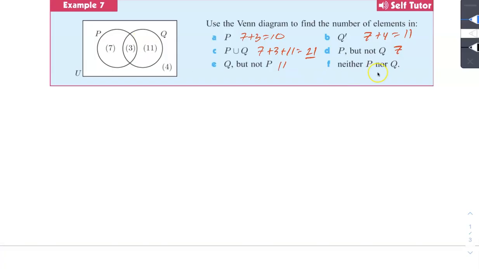And then neither P nor Q, so I don't want any part of P or Q. So first I could look at it as, okay, here's P and here's Q, but I don't want any part of any of those two. So it's just the outside. So it's just the 4.